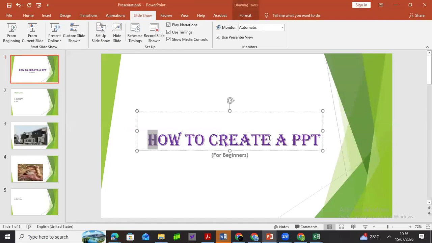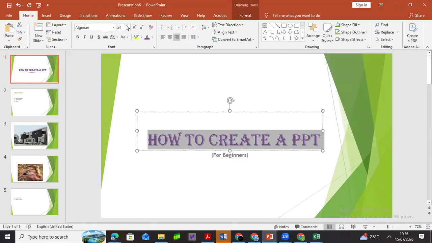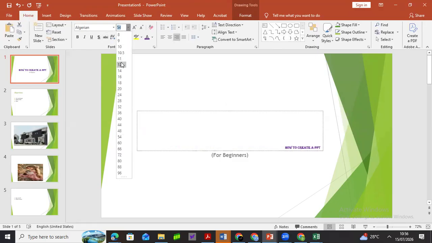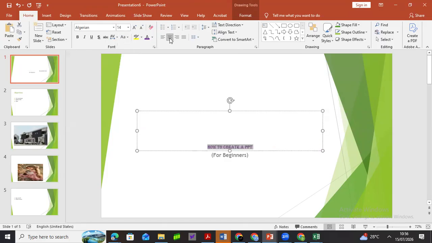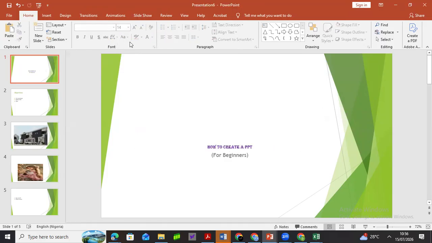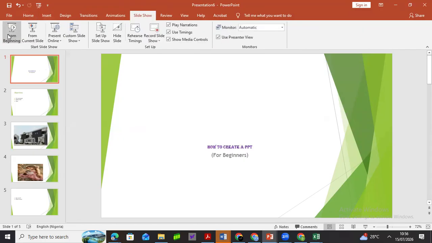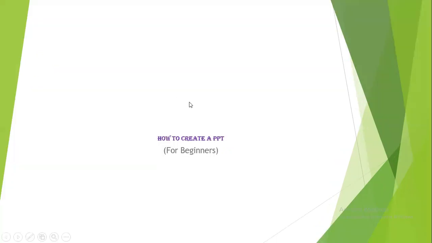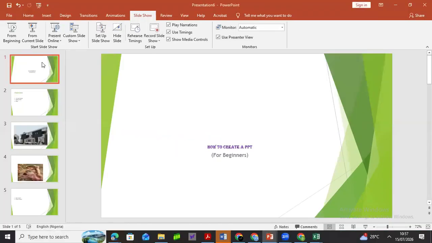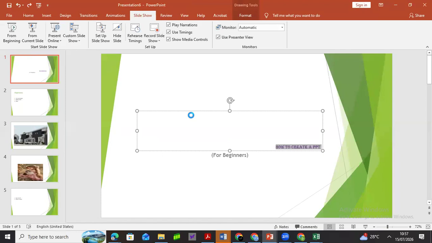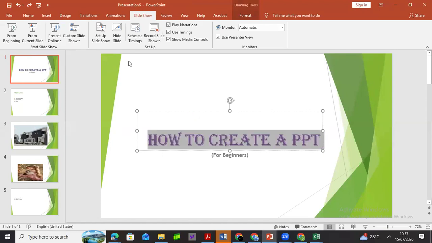For example, let me reduce this and centralize. It's fine, I can see it clearly, right? But let's go to slideshow from beginning. You see that it's too small for your audience to see. So it shows you this text is too small, or too big. It shows you how your audience will actually see the slides when you are finally presenting it, okay? So you should always test with the slideshow.